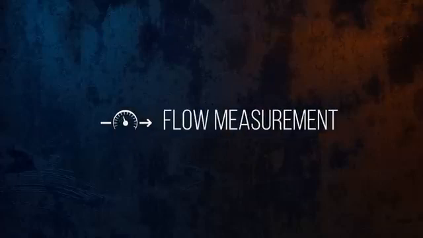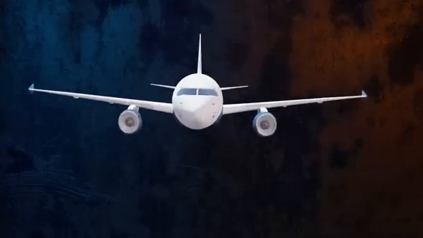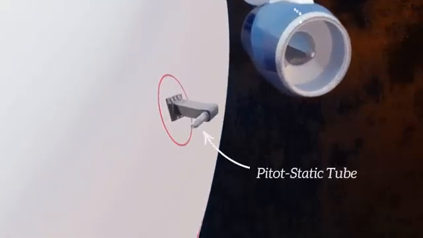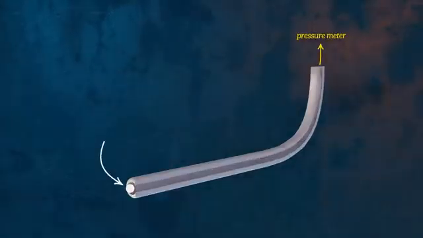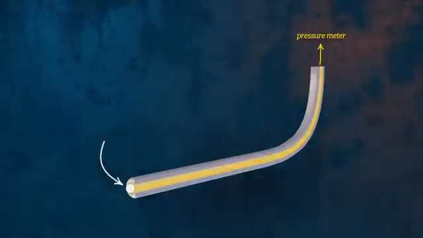Several different flow measurement devices rely on Bernoulli's equation to determine the velocity of a flowing fluid. The pitot-static tube is one such device. It's often used in aircraft to measure airspeed. Here's how it works. If we place a tube into a flowing fluid, like this, and we attach a pressure meter to the end of it, the meter will measure the pressure at the end of the tube. At this point, the fluid velocity is reduced to zero, so it's called the stagnation point, and the pressure measured by the meter is called the stagnation pressure.